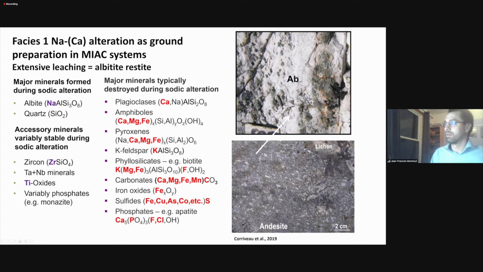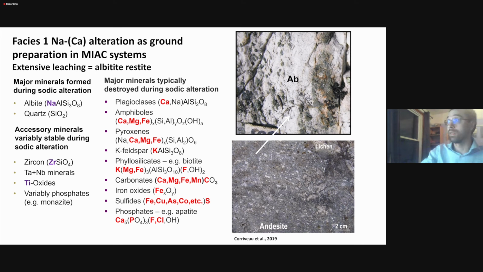Any elements within sodic alteration can be variably mobile, but there are certain elements that can be left behind, and then they can be relatively enriched in zones of sodic alteration. Examples of those include zircon, tantalum, and niobium minerals in association with titanium oxide, and sometimes phosphates can stay somewhat behind. But still, this sodic alteration is able, in certain conditions, to mobilize almost every element on the periodic table to a certain extent.